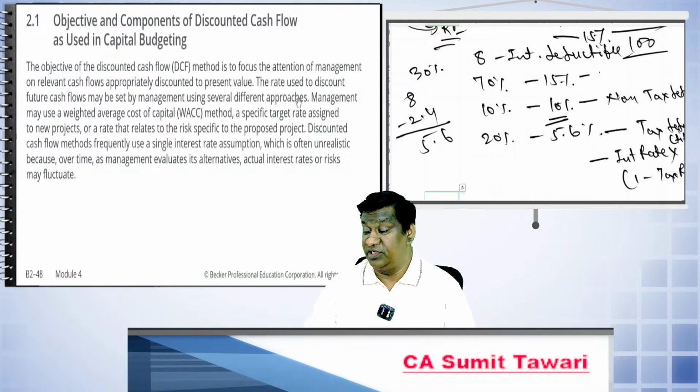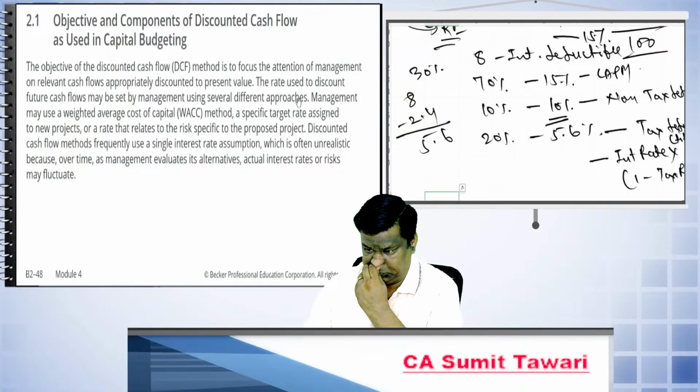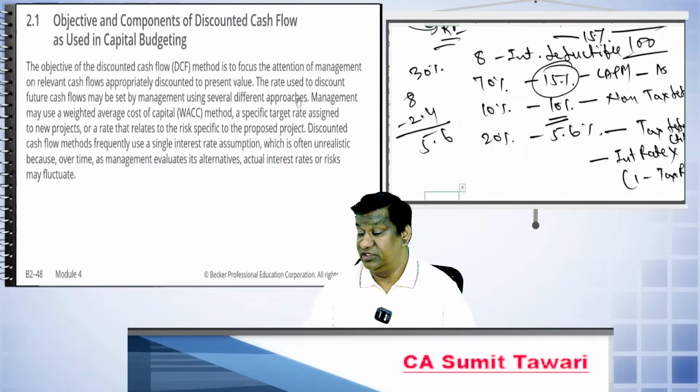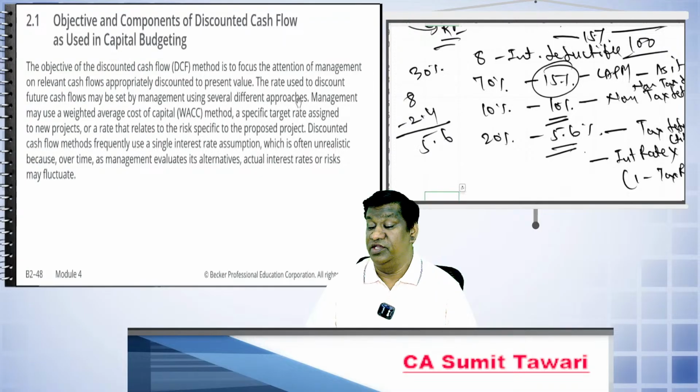This is as per the CAPM model, or if it is given, then you need to consider it as it is, because this is again non-tax deductible. Only in case of the debt, you need to reduce the tax impact. So when the cost of debt is 8%, you need to reduce the tax you can avail, and then you need to consider the post-tax benefit.